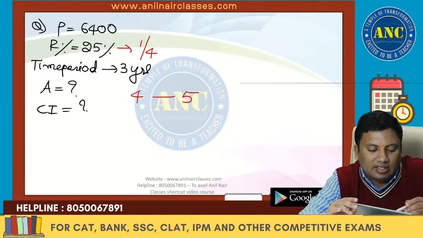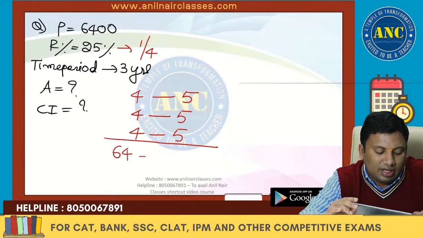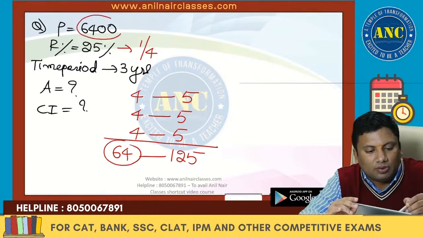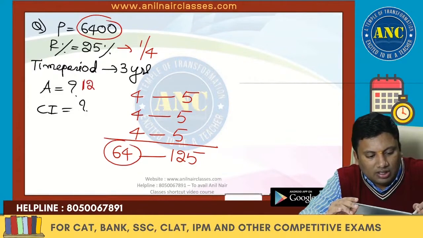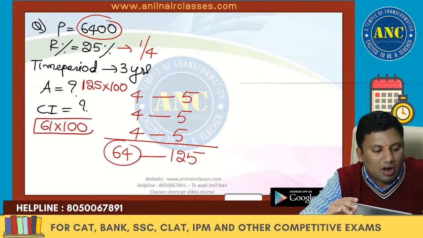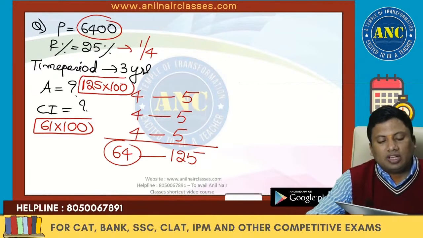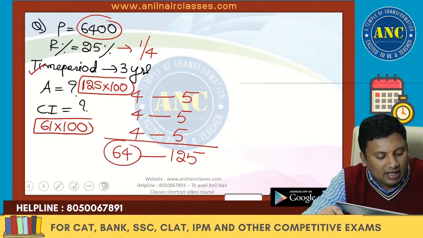4, 1 increase 5, 4, 1 increase 5, 4, 1 increase 5. These 64 became 125. 64 became 6400, 100 times. So amount is 125 into 100 times. CI is 61 into 100 times. Compound interest is 61 into 100. Amount is 125 into 100. Time period 3 years. I hope this idea is clear.